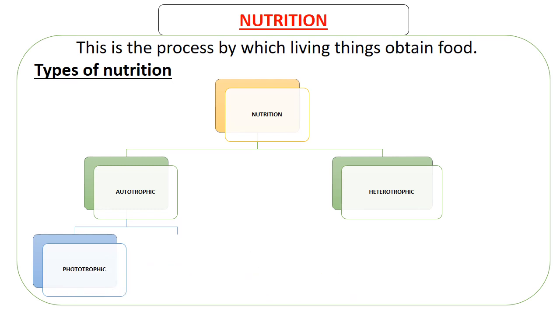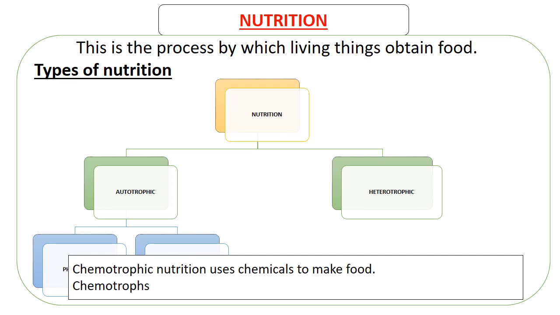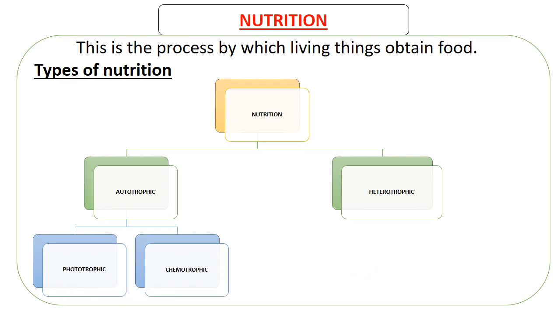Another type of autotrophic nutrition is chemotrophic. Chemo is about chemicals. Therefore, chemotrophic nutrition uses chemicals to make food, and such organisms are called chemotrophs.